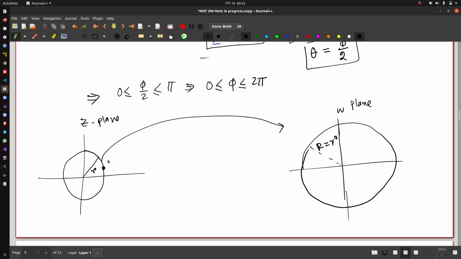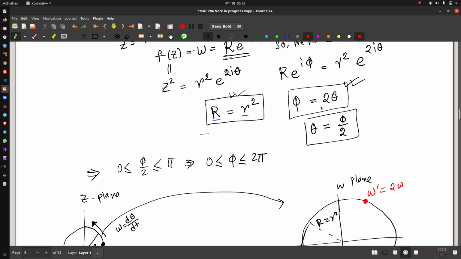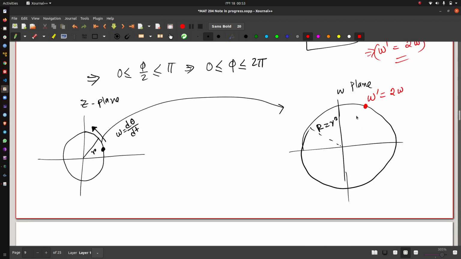Now if you consider a particle that is moving in a circular path in the z plane with some angular velocity that is defined as d theta by dt, then the mapping of this particle, or so to say the image of this particle, would move in a circle of r square, but with a velocity omega prime as 2 omega. Why? Because just look at the relation over here. Phi is equal to 2 theta, so d phi by dt is just 2 d theta by dt, and this is omega prime is 2 omega. This is one way to see it, like a physics problem.